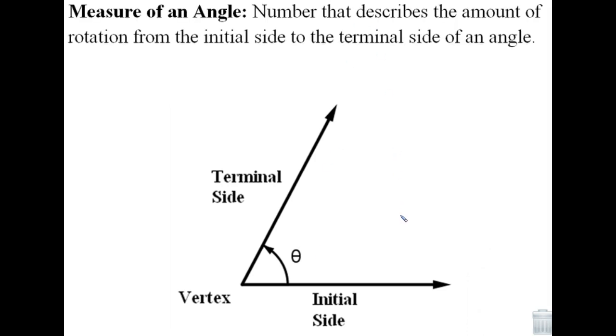And then by that view, we'll say the measure of an angle is the number that describes the amount of rotation from the initial side to the terminal side. Okay, so our theta here is how much rotation, how much it opens up as I go from initial side to terminal side.